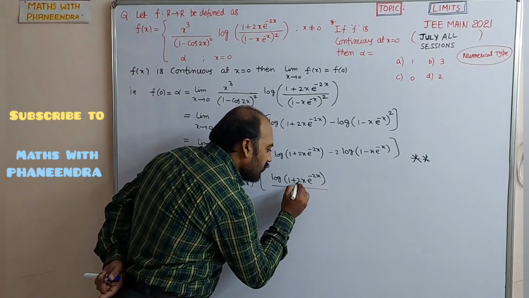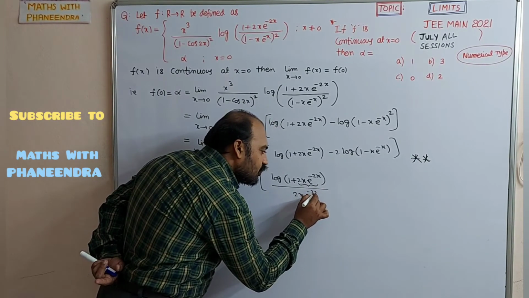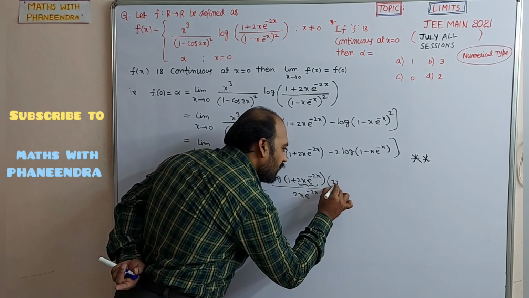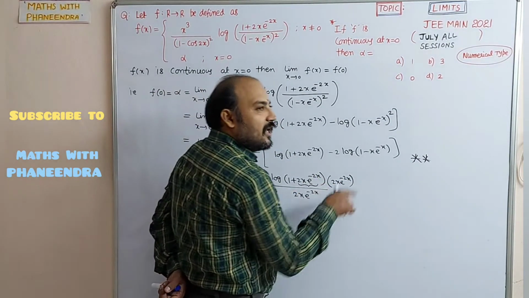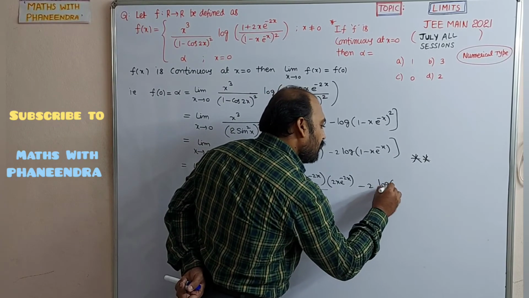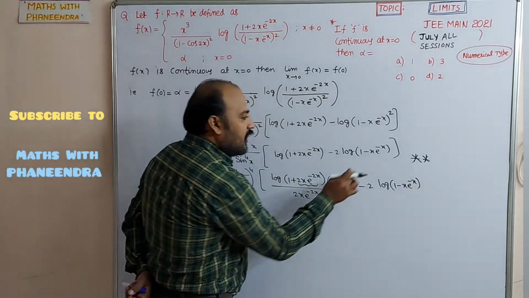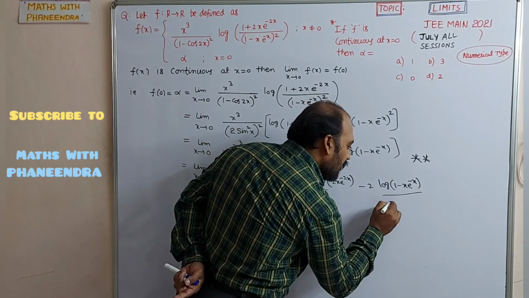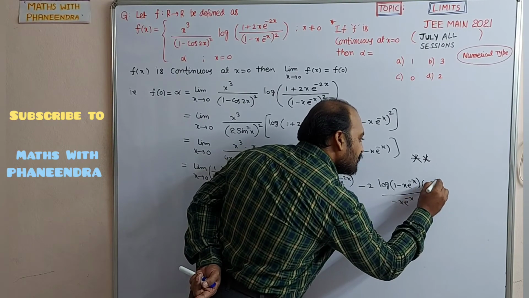See here, in place of x what value is there? 2x e power minus 2x. Multiplying and dividing by 2x e power minus 2x, this is for the first term. Similarly for the second term also, minus 2 into log of (1 minus x e power minus x). Here minus x e power minus x is there, so here also minus x e power minus x, we can multiply and divide.